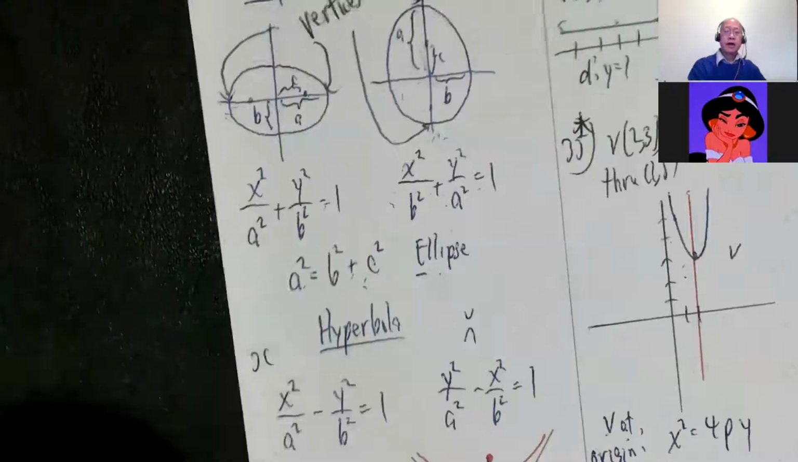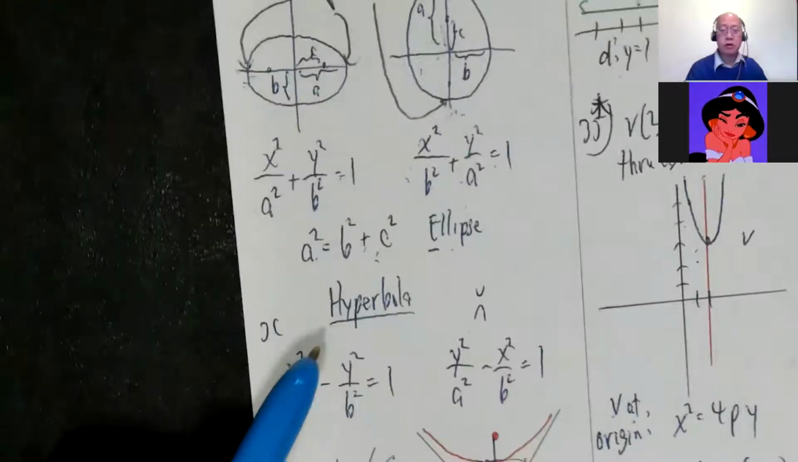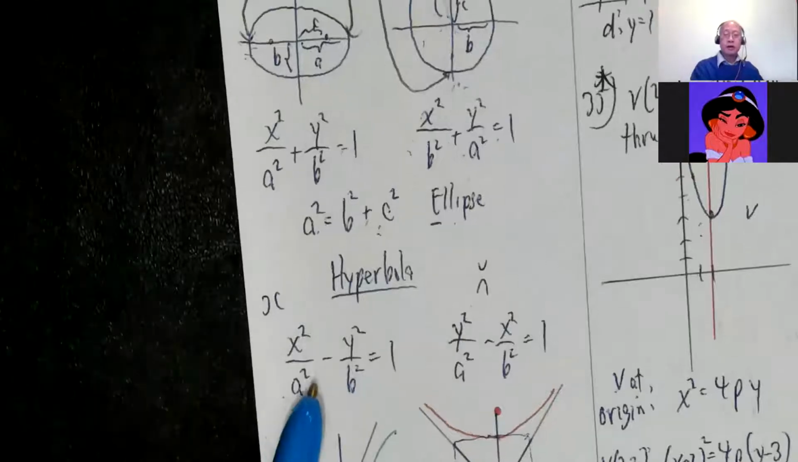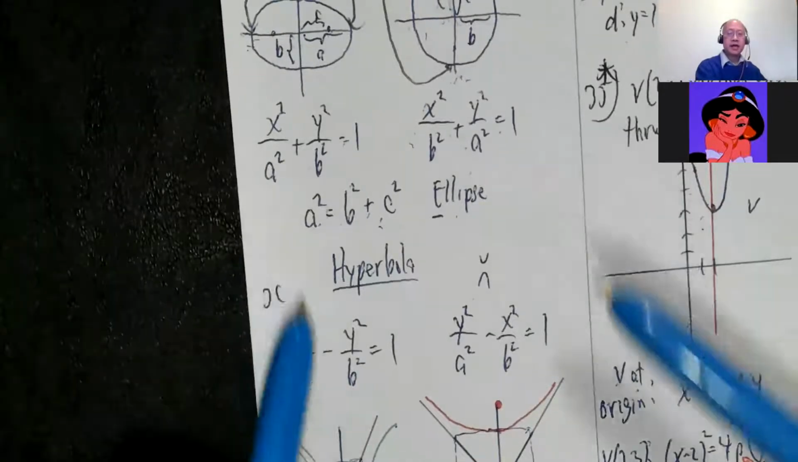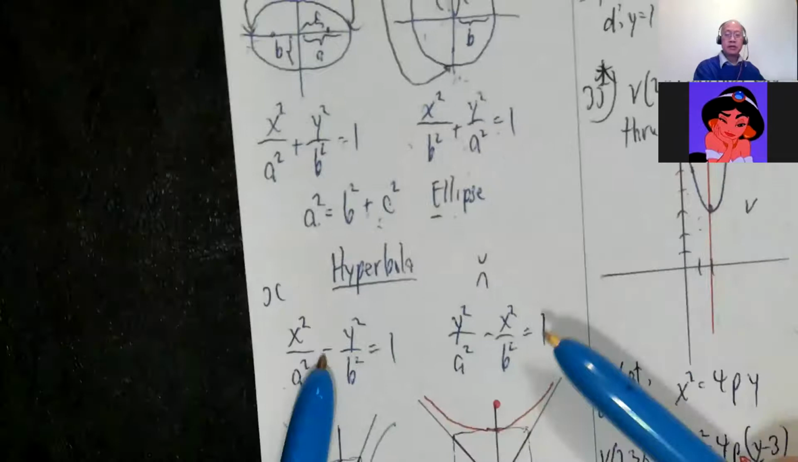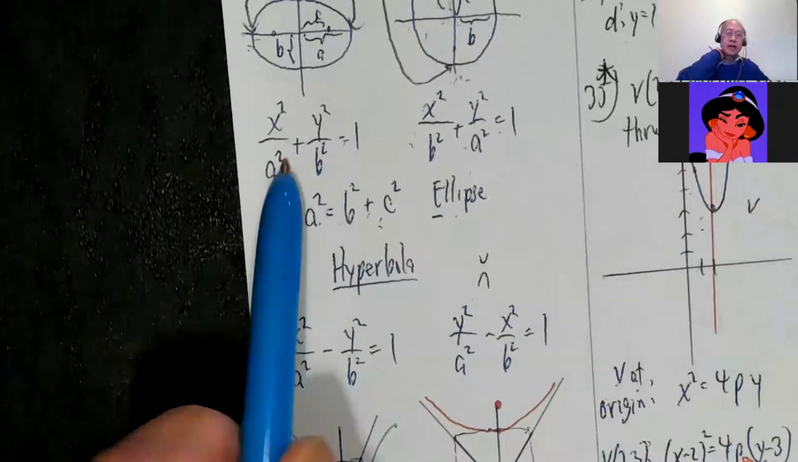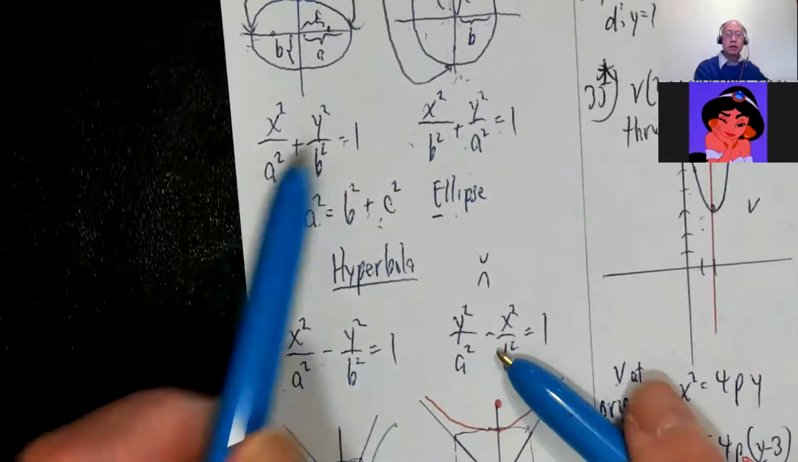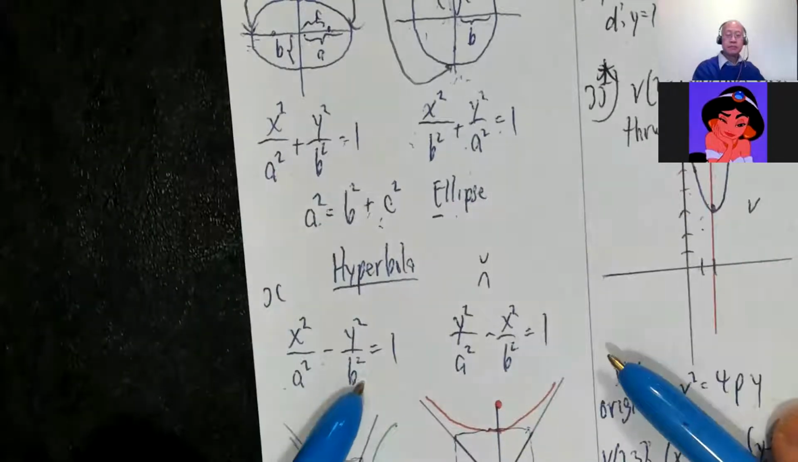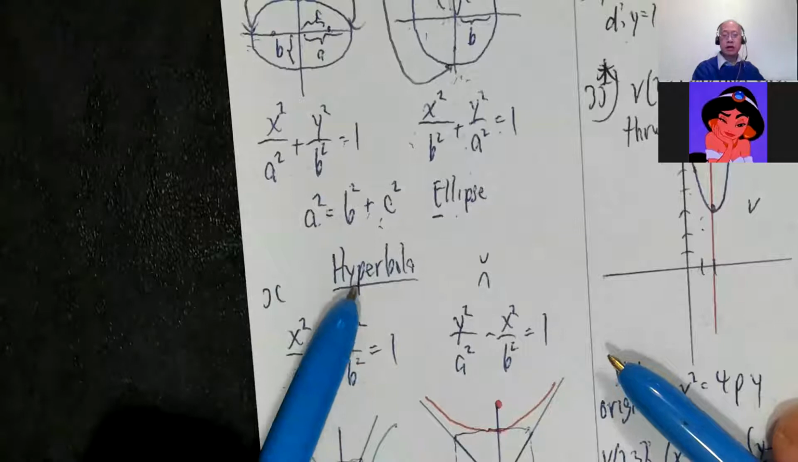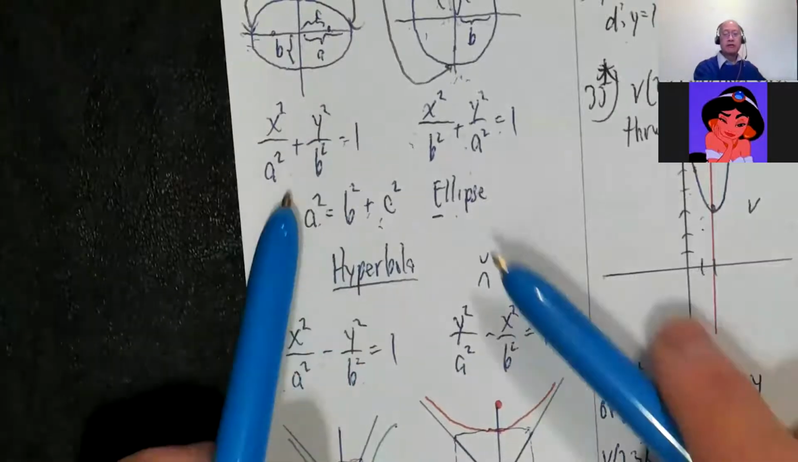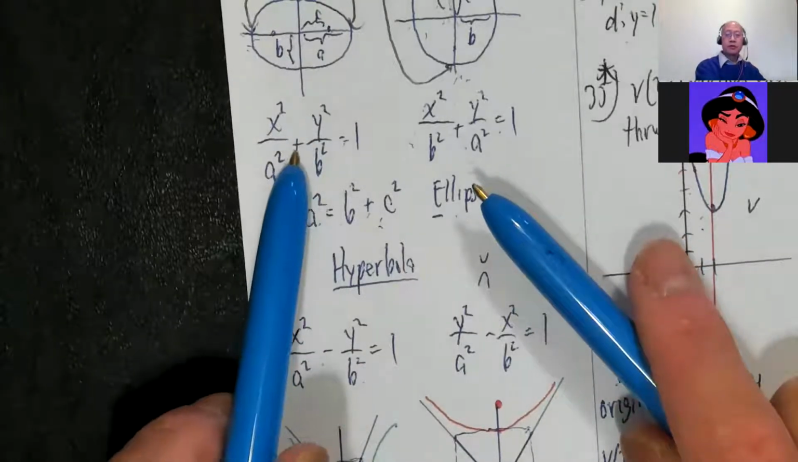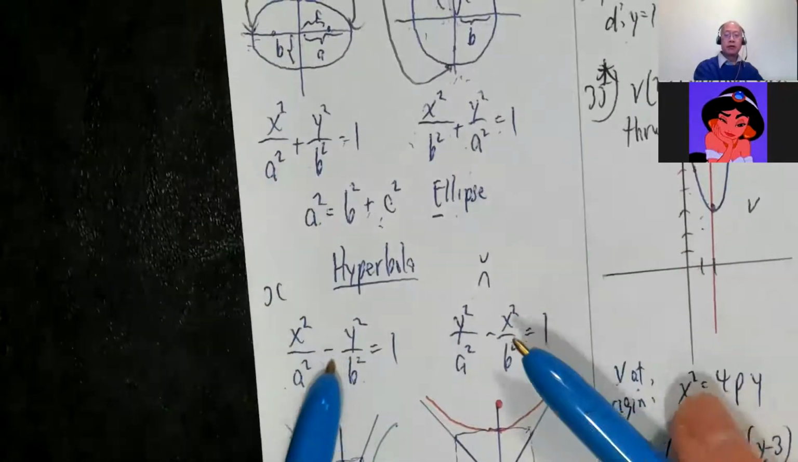Okay, and then I'm not sure how much I'll get to the hyperbola, but for the hyperbola, notice these equations look almost the same, except there's a minus. So for the hyperbola, just take these equations and put a minus sign, that gives you a hyperbola. Otherwise, everything else is the same. And that tells you whether you have a hyperbola or an ellipse, because for the ellipse, you only have plus symbols. For a hyperbola, you have a minus symbol.